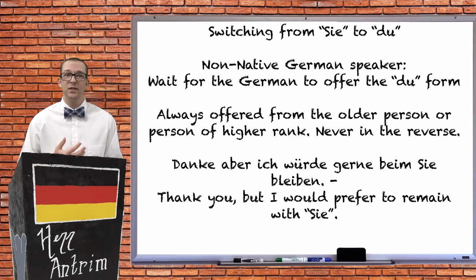Okay, now you've got a bit of an idea of when to use each of these pronouns. But what happens when you or the other person wants to transition from Sie to du? As a non-native speaker, I would recommend waiting for the German to offer the du form rather than you offering in the opposite direction. It's best to remain in the Sie form. Offering the du form to someone is always done from the older person or the person of higher rank and not the other way around. This rule of thumb will help you to avoid the awkward "Danke, aber ich würde gerne beim Sie bleiben."